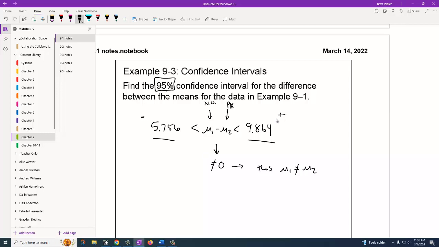But as it currently stands with this confidence interval, I can say with 95% confidence that they are not equal in value.